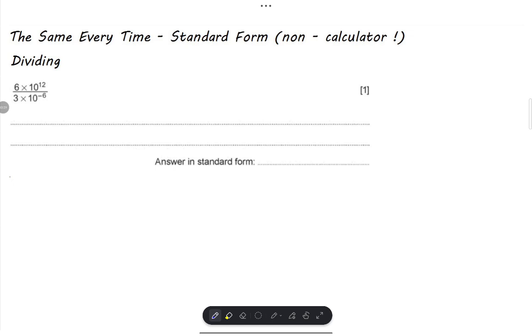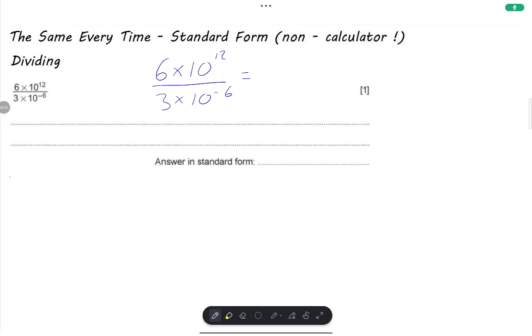So we've got 6 times 10 to the power 12. I'll just write this out maybe a little bit bigger. So 6 times 10 to the power 12 divide by 3 times 10 to the power negative 6. So it's a similar kind of idea to what we did with multiplying. We just have to divide the numbers and then divide the powers of 10.